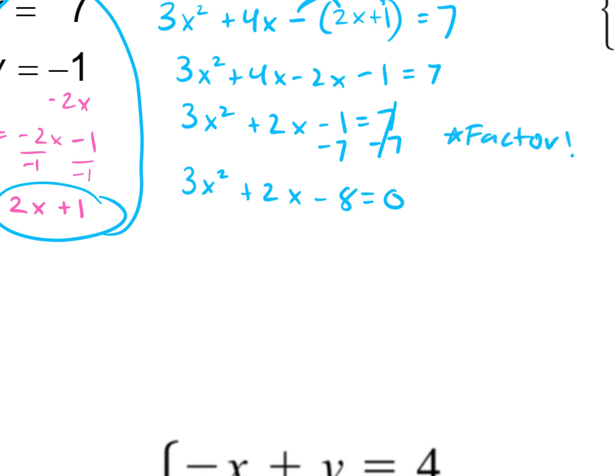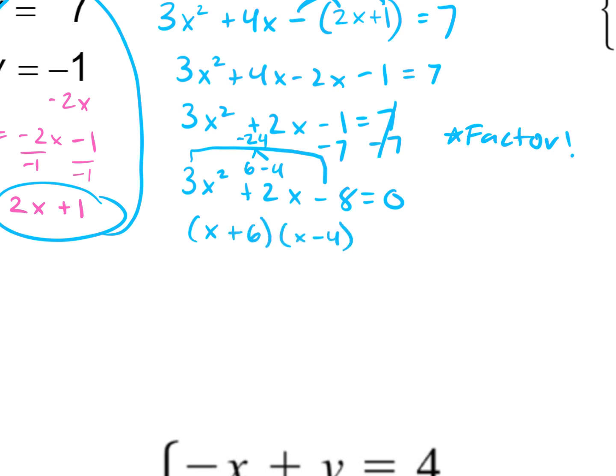How do we factor this? First times the last. What's 3 times negative 8? Negative 24. What are two factors of negative 24 that add to 2? 6 and negative 4. Perfect. So we have x plus 6 and x minus 4.